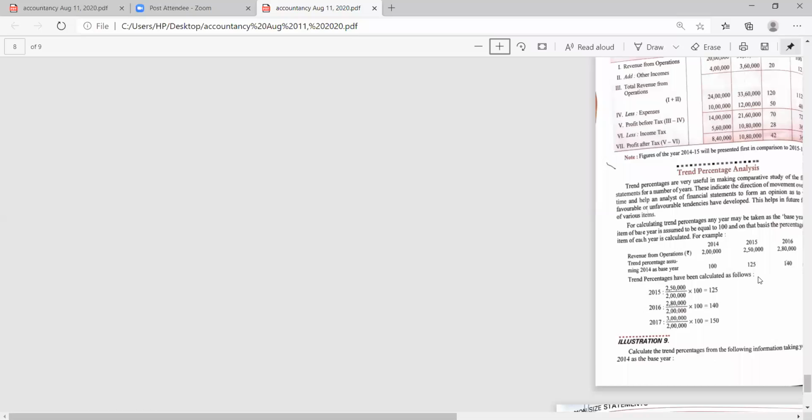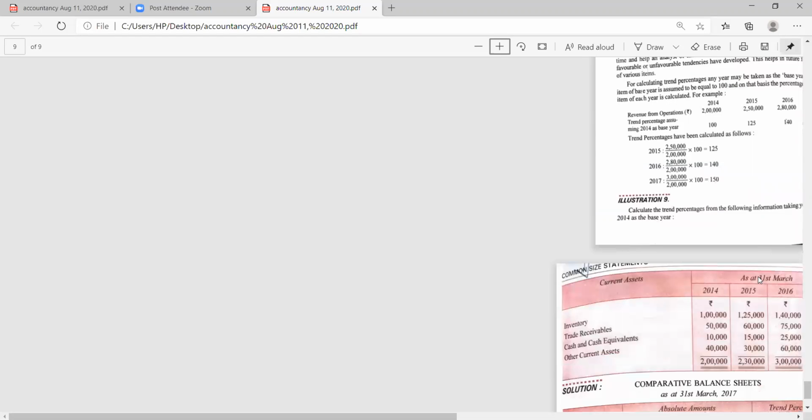Nothing else is the difference here. You may find the common size statement question carries 3 or 4 marks definitely in your board exam. Now the last topic is trend percentage analysis. From a practical point of view, it is not as important, but from a theoretical point of view, you may get a 1 mark theory question on this. So that's why it is important to do.